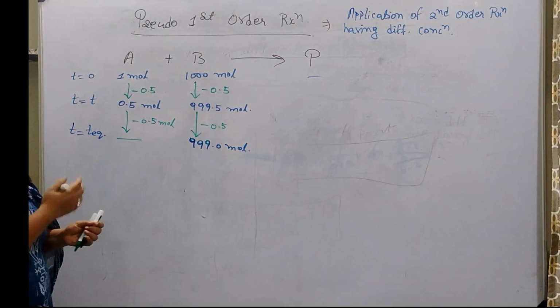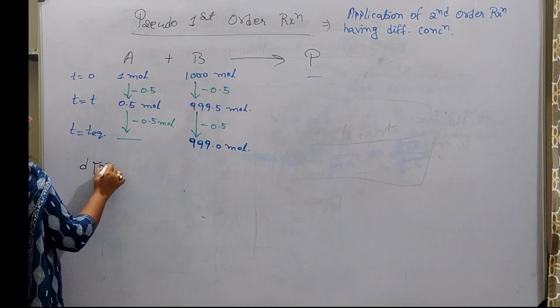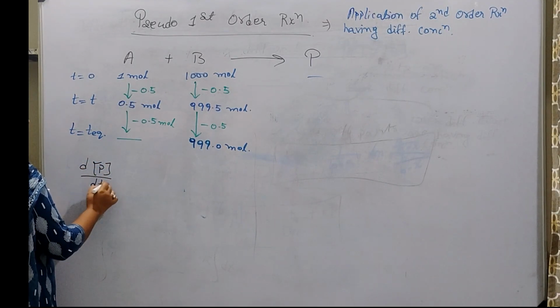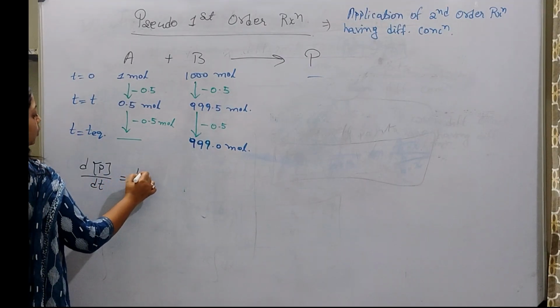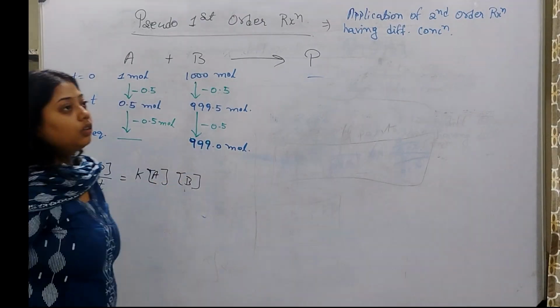So let's write the rate of the reaction. Now our rate, we can write it again in terms of dP by dt, where the sign needs to be positive. So dP by dt equals K into concentration of A into.